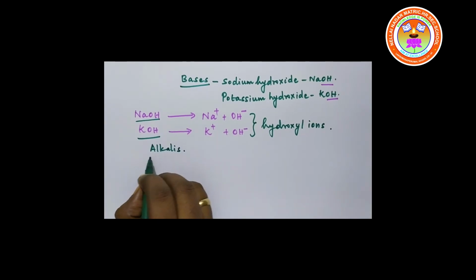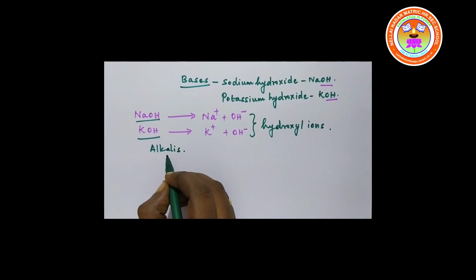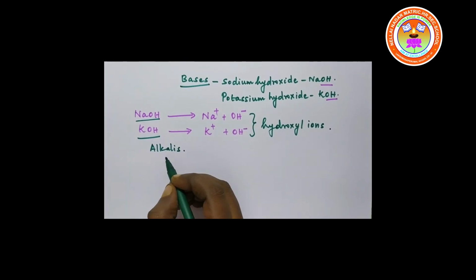They are called alkalis because they belong to the alkali metals. They are taken from the earth's crust and so they are called alkalis. All the alkalis are bases, but not all the bases are alkalis.